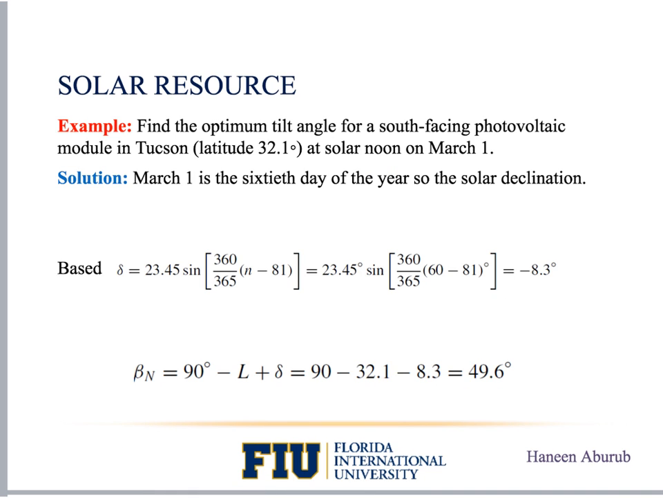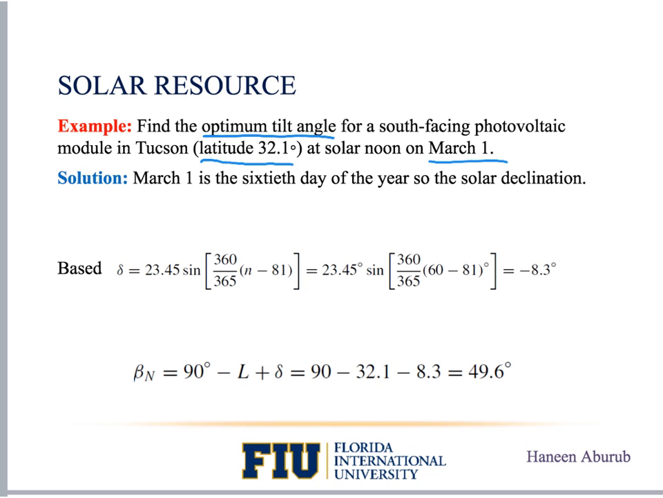Now let us solve an example to apply the concepts that we have learned in the previous slides. This example asks us to find the optimum tilt angle for a south-facing photovoltaic module, meaning in the northern hemisphere, in Tucson, a city in Arizona that has a latitude of 32.1 degrees, at solar noon on March 1st.